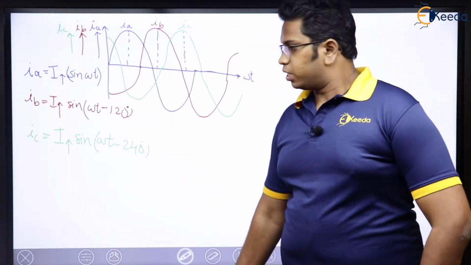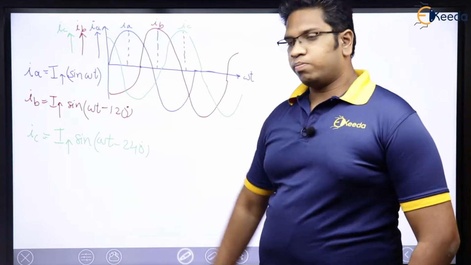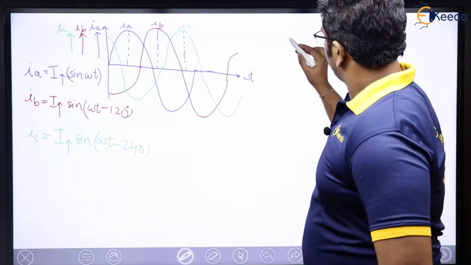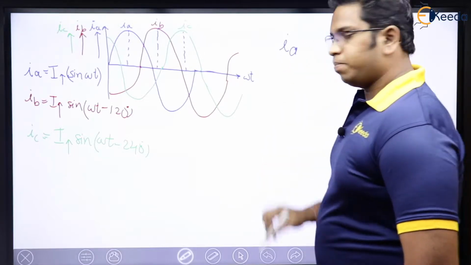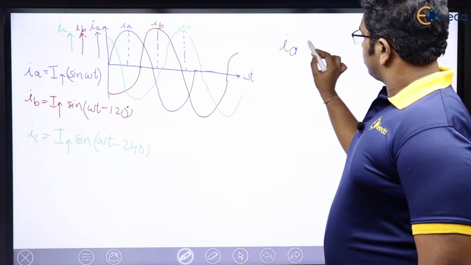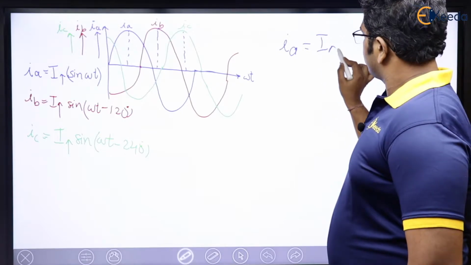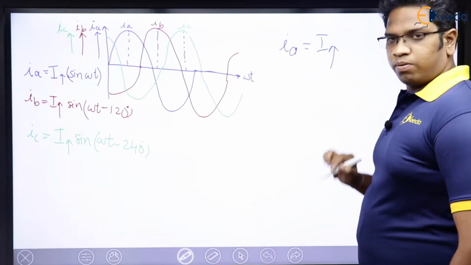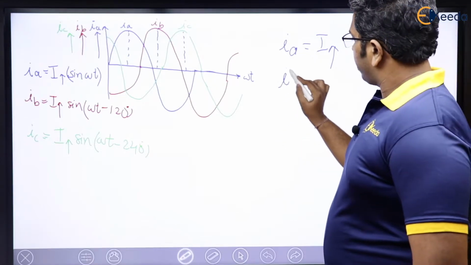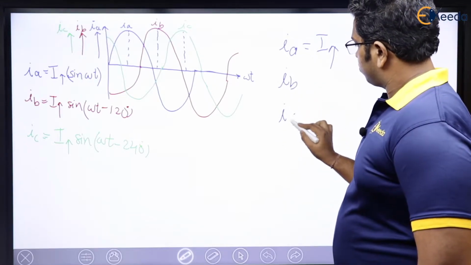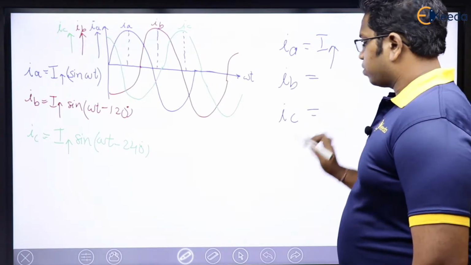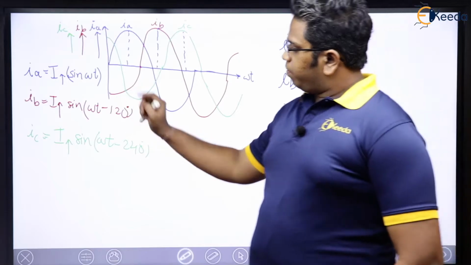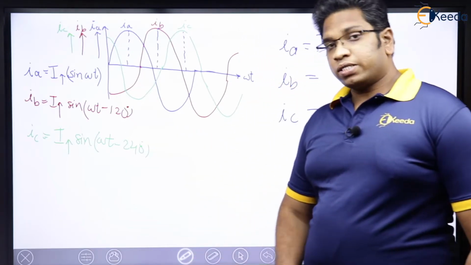Now see here, very important. Whenever IA is maximum, what is the value of IB and IC? Let us try to find out. See here. When IA is equal to I maximum, okay, this arrow means maximum, then what is the value of IB and IC? Let us find. What will be the value of IB? IB will be, let us calculate.